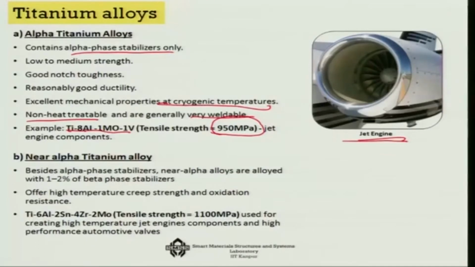The second group is near alpha titanium, which has not only alpha phase stabilizer, but also some amount of beta phase stabilizer, very low, 1 to 2%. They offer high temperature creep strength and oxidation resistance. One example is about 6% aluminum, 2% stannum tin, 4% zirconium, 2% molybdenum, you get a much higher tensile strength, 1100 megapascal, and that is used for high temperature jet engine components, and high performance automotive valves, because it gives you a very high temperature kind of performance.